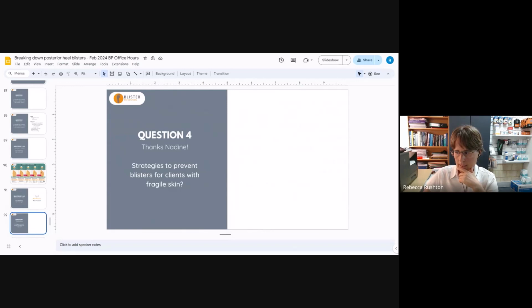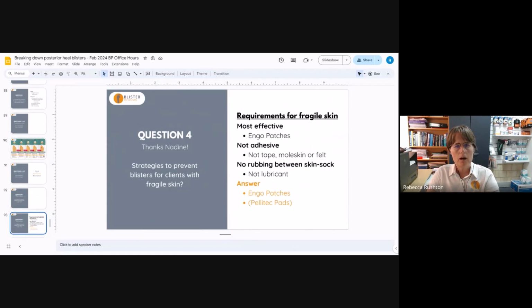And finally, Nadine asks, strategies to prevent blisters for clients with fragile skin. Well, I had to think about this one, and I'm not sure about why the skin's fragile. Is this an elderly patient and they have fragile skin? Do they have dermatitis or eczema or something? Is there a skin graft involved, or like a scarring or something like that? But basically, if the skin's fragile, then I just want to go top shelf.